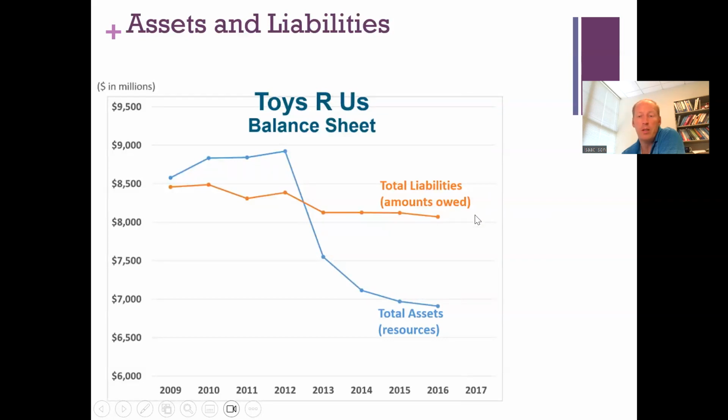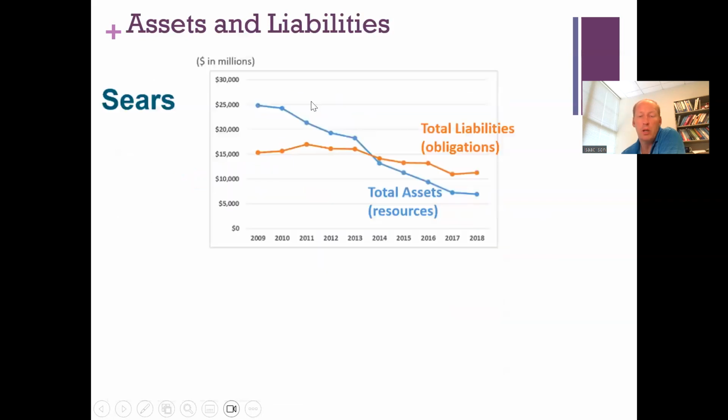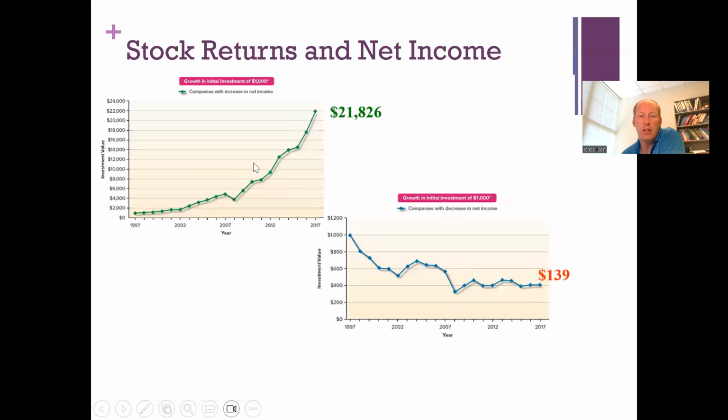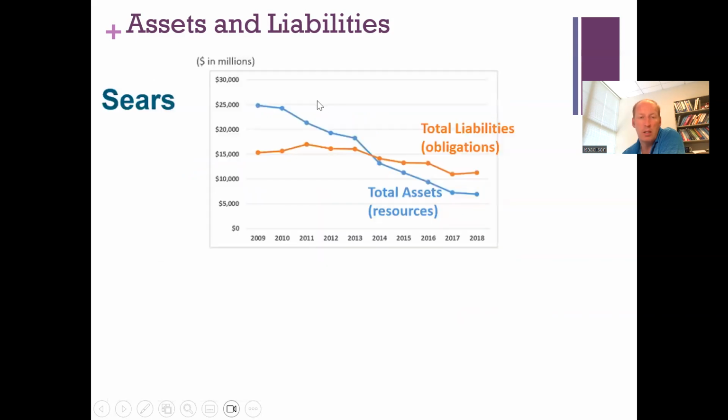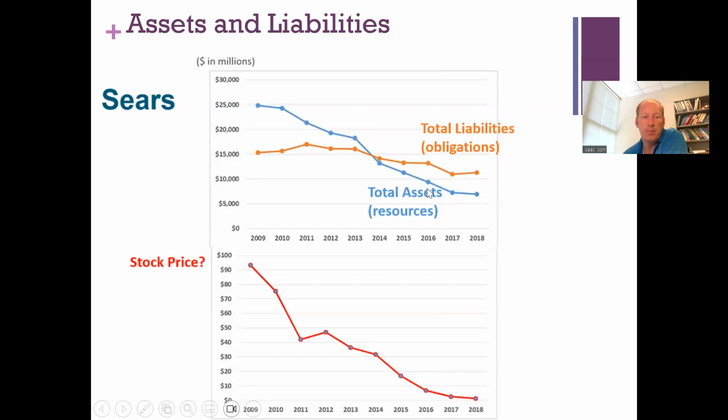So ultimately, they had to declare bankruptcy. Same thing with Toys R Us, their earnings, their net income, also went down over time. And that's ultimately why their assets went down. And then same thing with another company like Sears. Their total assets, or resources of the company, went down over time, and then ultimately they had to declare bankruptcy. Okay. And then you can compare that to their stock price. Their stock price ultimately went to zero.